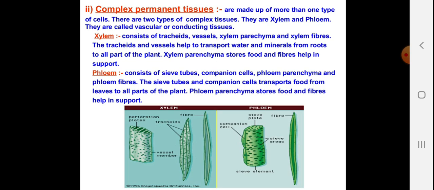Similarly, phloem consists of sieve tubes, companion cells, phloem parenchyma and phloem fibers. The sieve tubes and the companion cells transport food from the leaves to all parts of the plant. Phloem parenchyma stores food and fibers help in the support. You can see the figure of xylem and its tracheids, how they look. Phloem and their sieve tubes, how they are looking.